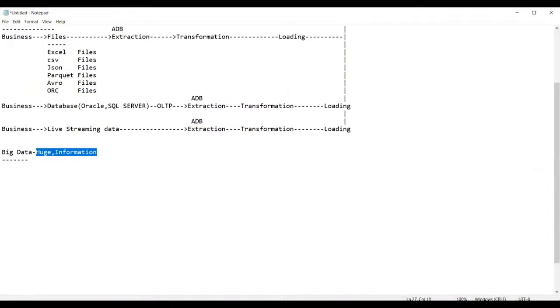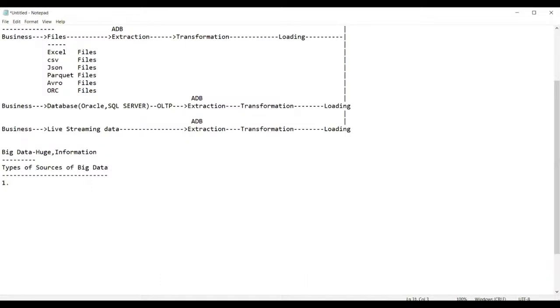Huge information or massive information is called big data, where you have a massive amount of information. Ultimately, we get the big data from all these businesses only. But what are the sources you can see? Let us see that. Types of sources of big data.